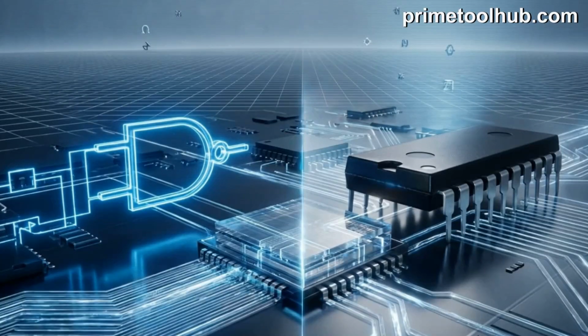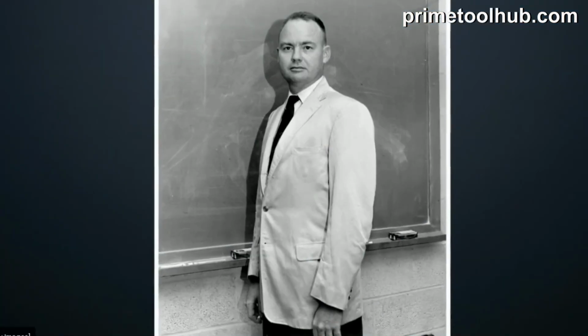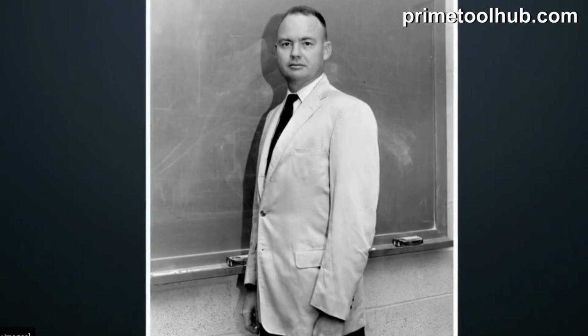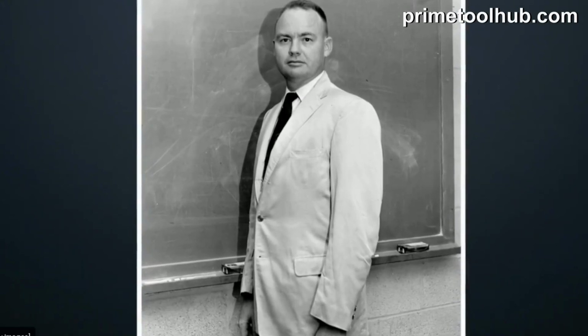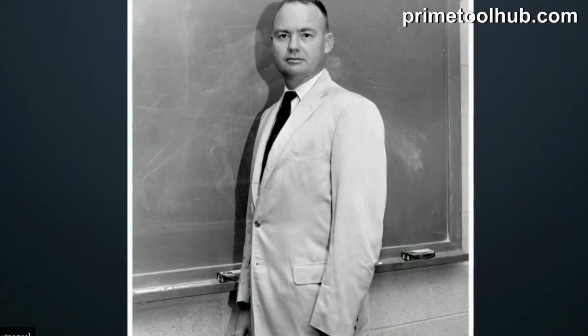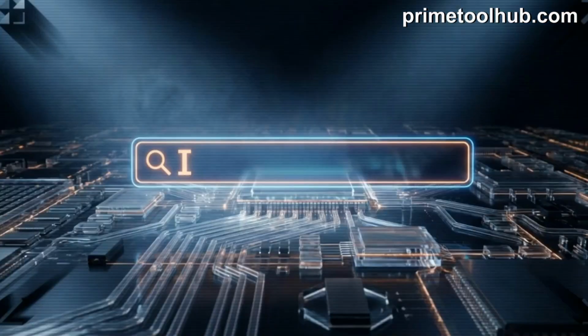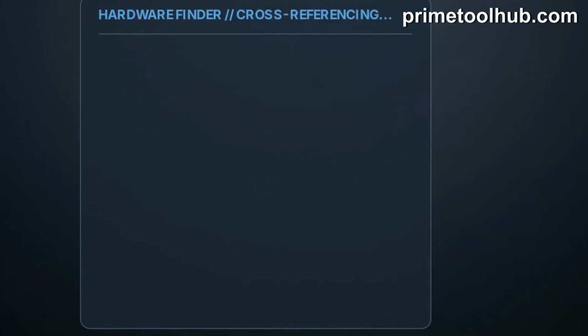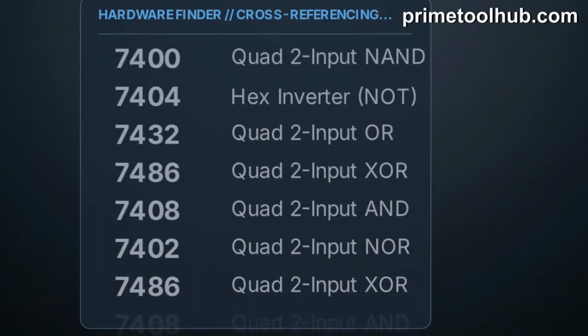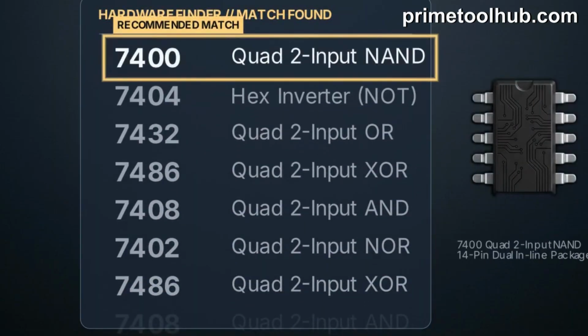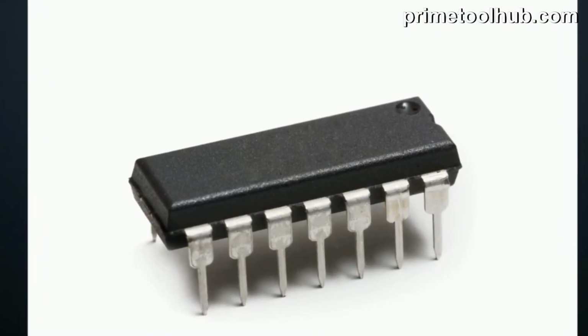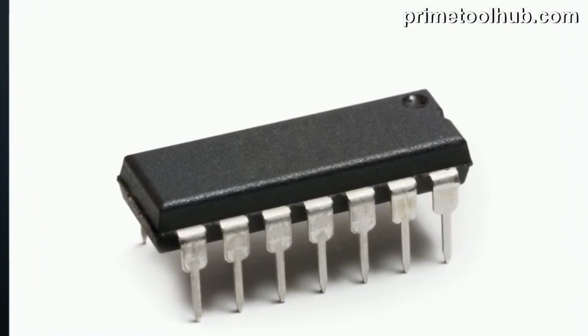Once the software minimizes the equations, the workflow shifts directly to mapping those universal gates to a physical, purchasable microchip. The 7400 series of transistor-transistor logic, or TTL, has been the industry standard for discrete digital circuits since the 1960s. But memorizing the pinout diagrams for dozens of different vintage chips is an unnecessary burden today. The tool functions as an instant hardware reference, automatically cross-referencing your newly simplified logic against its comprehensive integrated circuit database. It immediately identifies the exact physical hardware necessary to build the physical digital schematic.